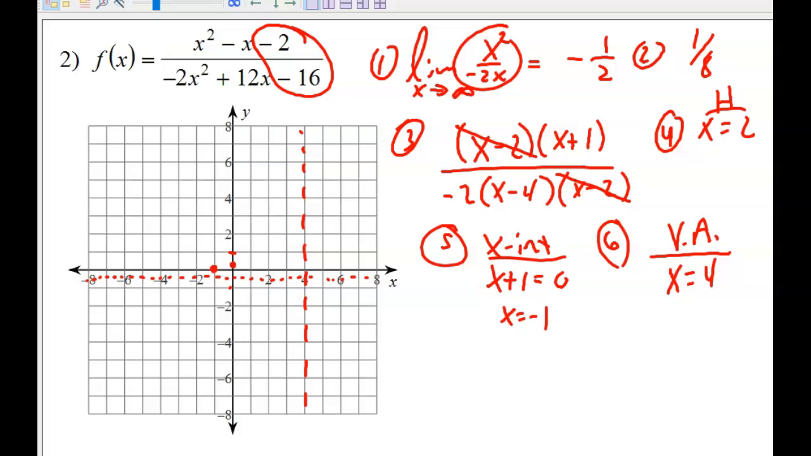I bet a lot of you guys who got this far got this part just fine. Don't forget your hole. Where was the hole at? It was at 2. So I should have an open space right about there. But we're actually not done. There has to be more to this graph. There has to be something over here. Graphs always go to the left and right forever. So it can't stop here. It has to go on.